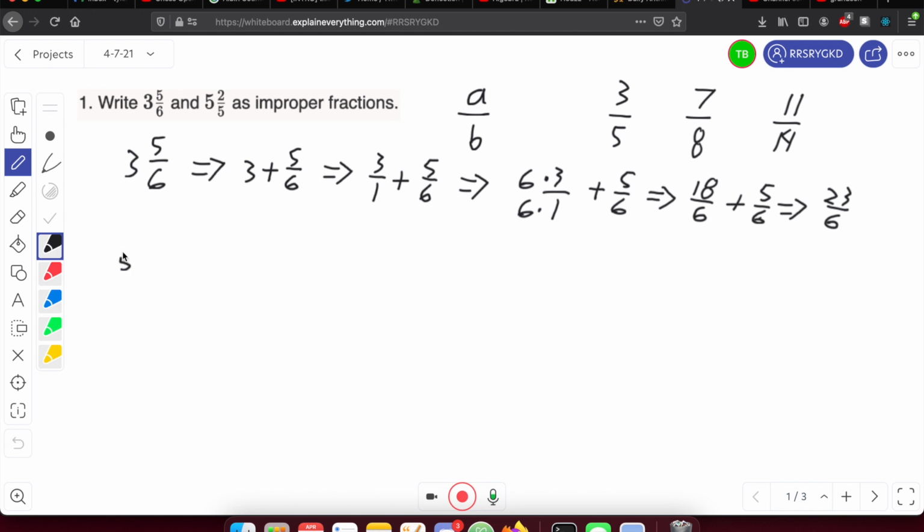Now we're going to do the same thing for 5 and 2/5. This can be rewritten as 5 plus 2/5. And now this whole number we can rewrite as 5 over 1 plus 2 over 5. We're going to multiply the top and the bottom of this fraction by 5 so that we have a common denominator.